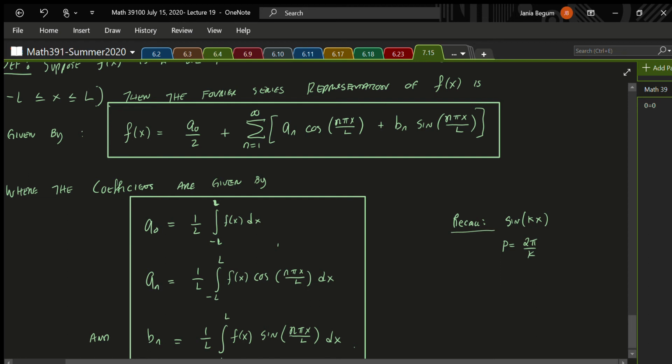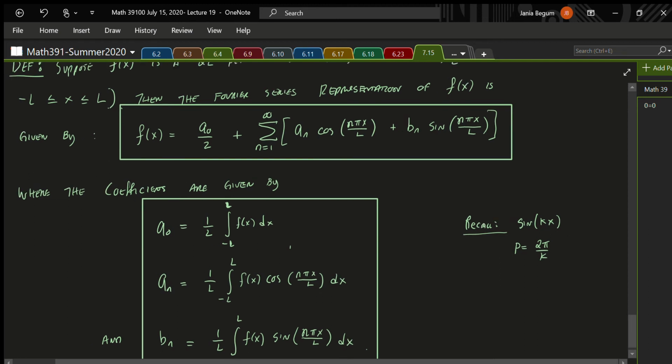What we're doing here is we want the interval to be symmetric, so we want to look at negative L to L. L could be any real number. So we want it to be 2L periodic. If we want the period to be 2L, then 2L, which is P, is equal to 2 pi over K. Now the question is to solve for K. If I solve for K, I have 2 pi over 2L, so K is equal to pi over L.